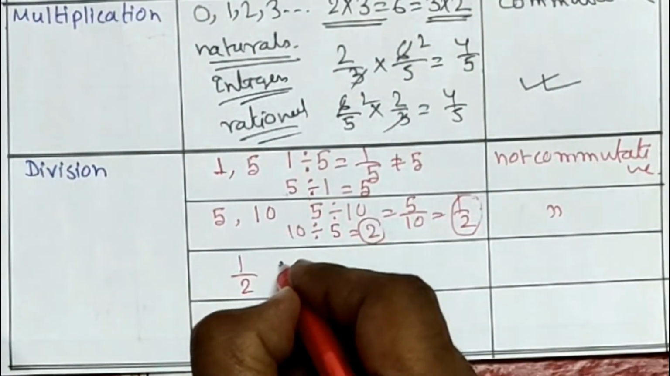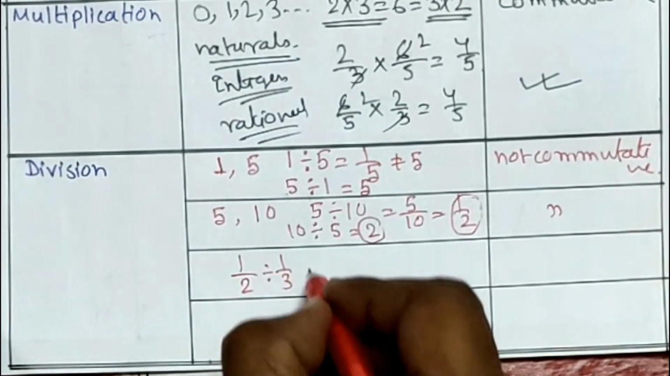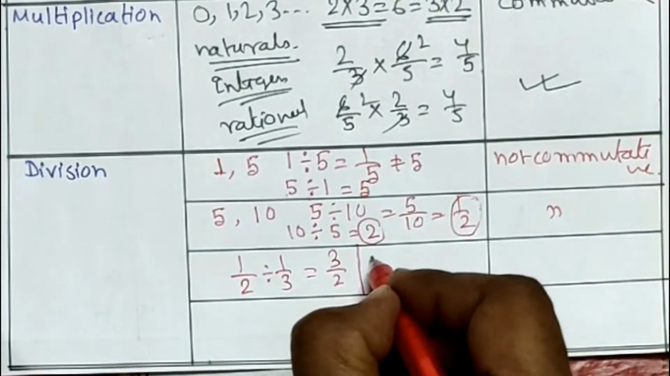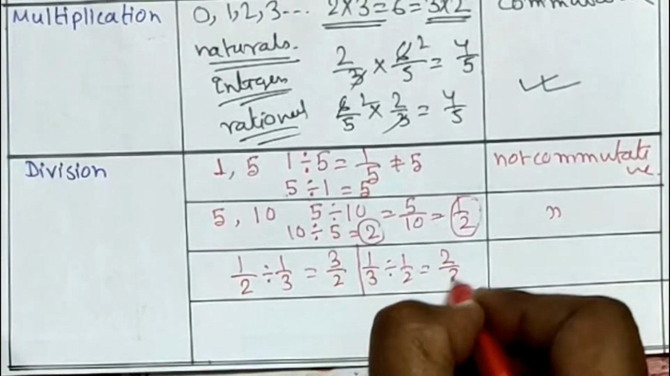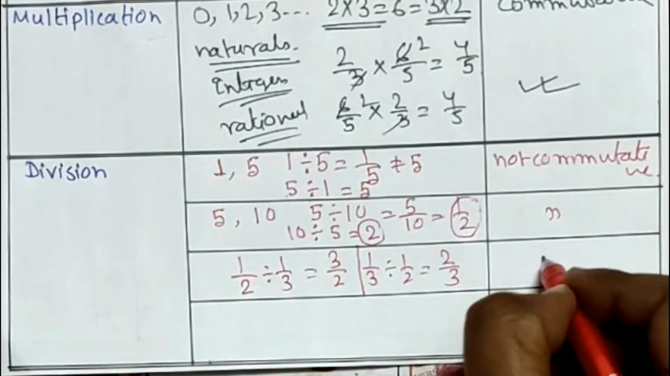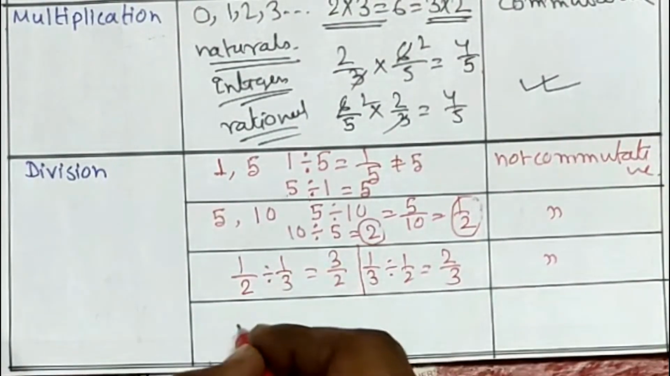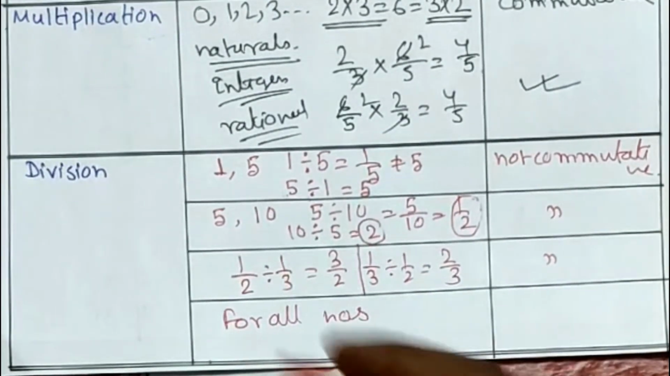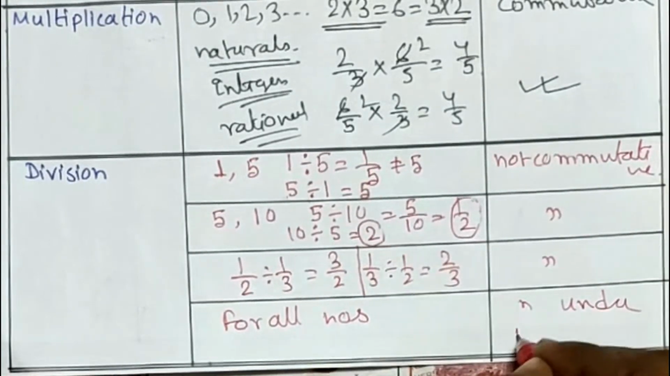Similarly for rational numbers, if we take half and 1 by 3 and divide them, half divided by 1 by 3 gives us 3 by 2, and if we divide 1 by 3 by half, we will get 2 by 3. Both are not equal, so rational numbers are also not commutative under division. That is, all the numbers are not commutative under division. Clear?